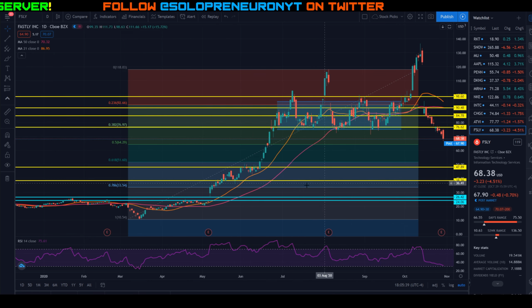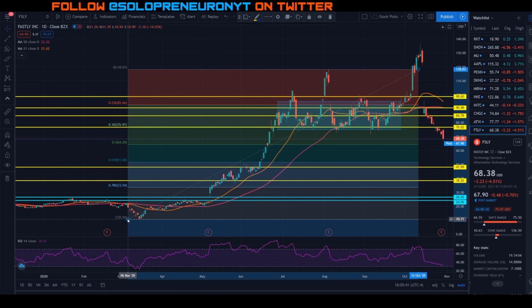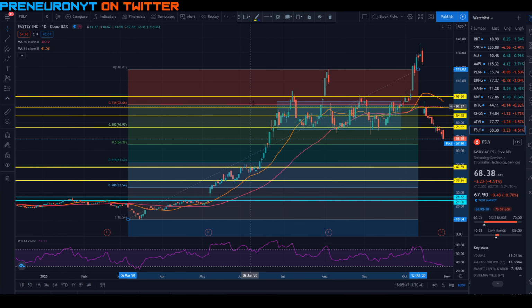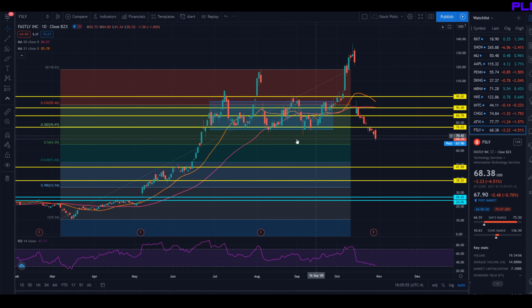I think I'm going to end up redrawing these Fibonacci levels because it looks like they're a little old. I drew them from the peak of the selloff levels back in March all the way to the recent highs at that time, which were around August 5th. So let's see if we can improve this a little bit and make it more accurate.